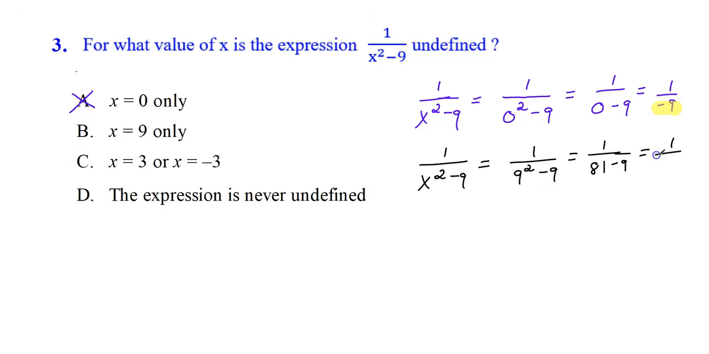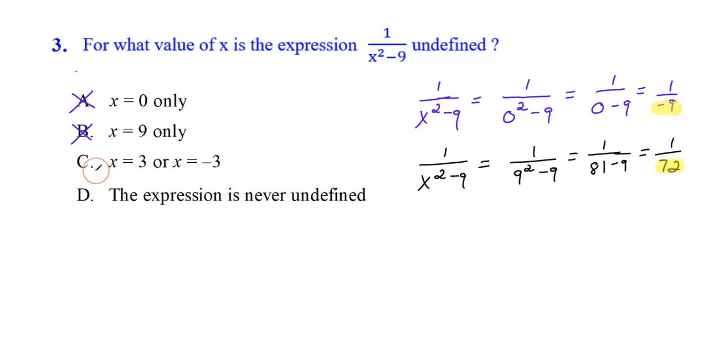That gives us 1 over, what's 81 minus 9? It's not going to be 0, but I'll finish it out. That's 72. Did the bottom part go to 0 here? No. So it's not undefined here either, because the bottom part's not 0. So when I plug in x equals 9, we don't get 0 in the bottom. And again, when I plugged in x equals 0, we didn't get 0 in the bottom. So these two are gone.